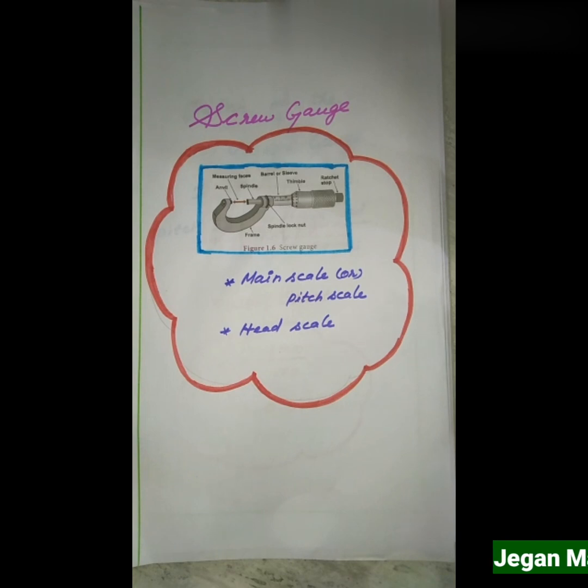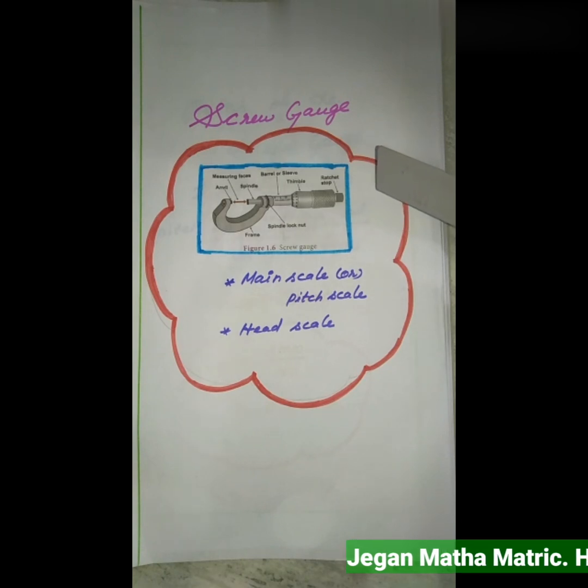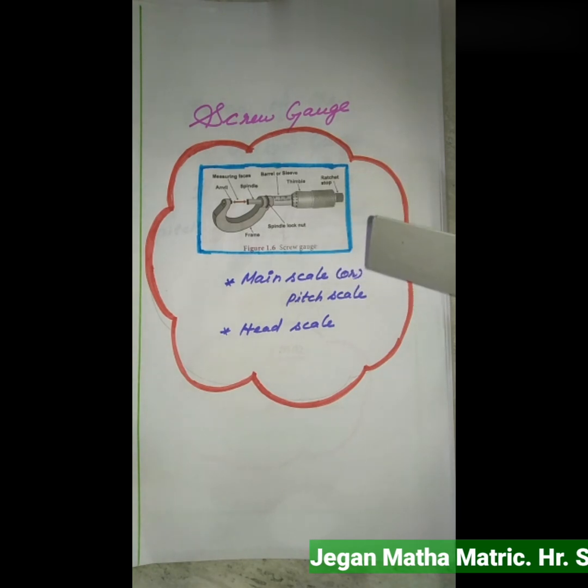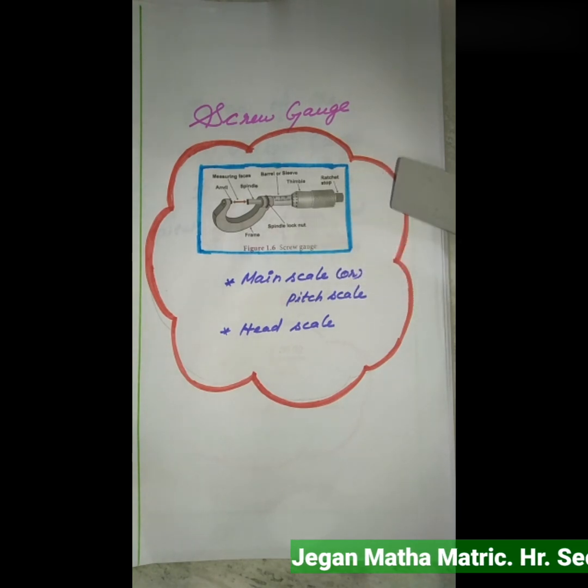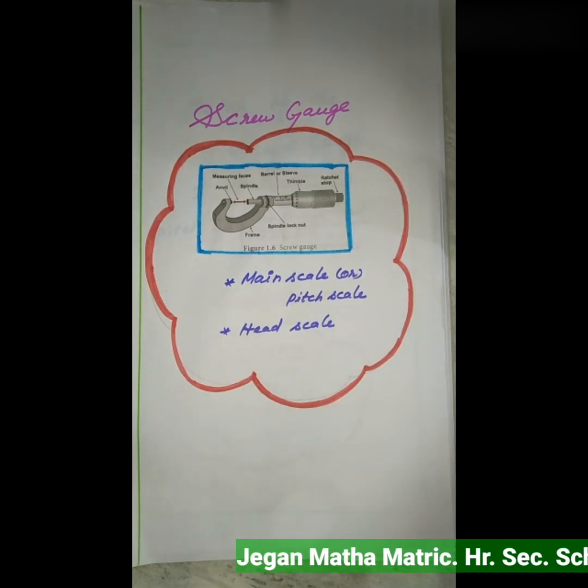Lesson 1, measurement, is a continuation of the screw gauge. The screw gauge is used to measure the diameter of a thin wire and the thickness of a small sheet. Next we will move to the description of the screw gauge.